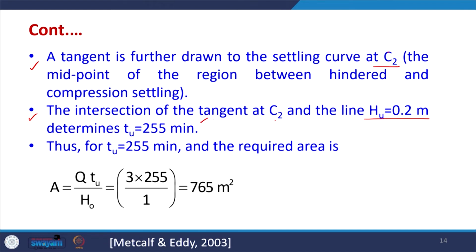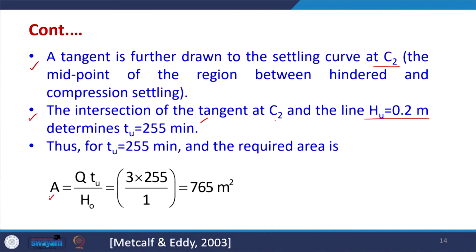So, thus we determine the point TU, the ultimate time, to be 255 minutes, and therefore the area required for thickening can be calculated as A is equal to Q into TU divided by H0. H0 was the height already known, Q is the flow rate which is already fixed, and TU is 255, and this is equal to 765 meter square.